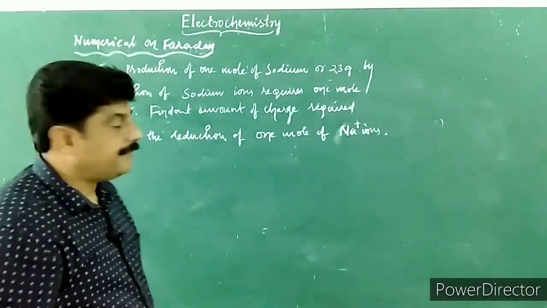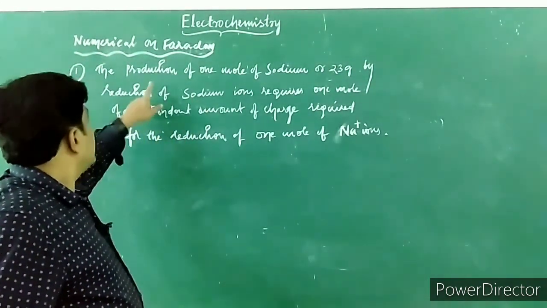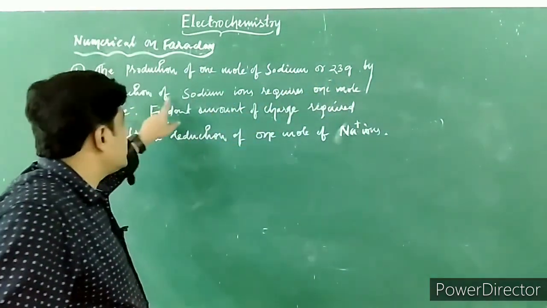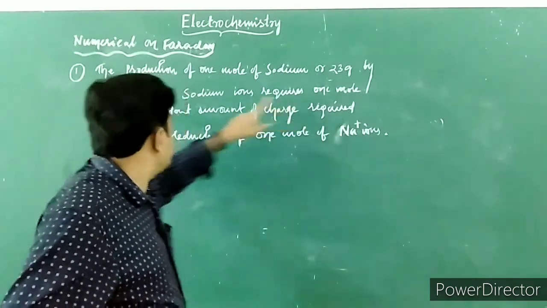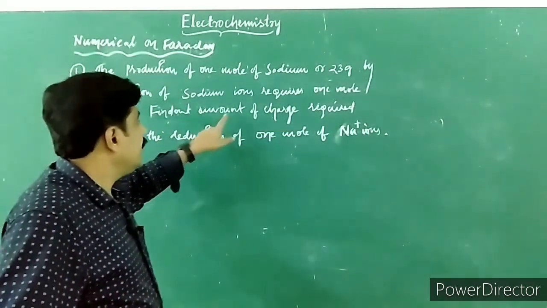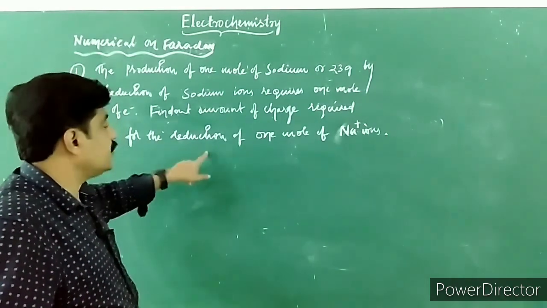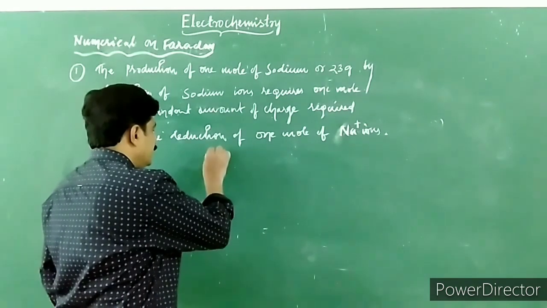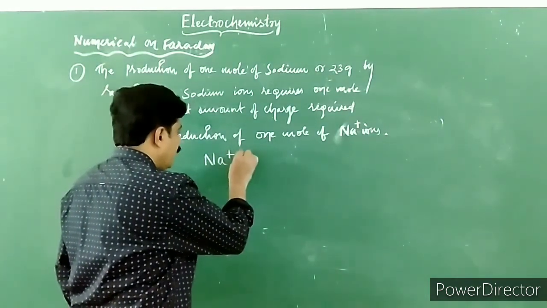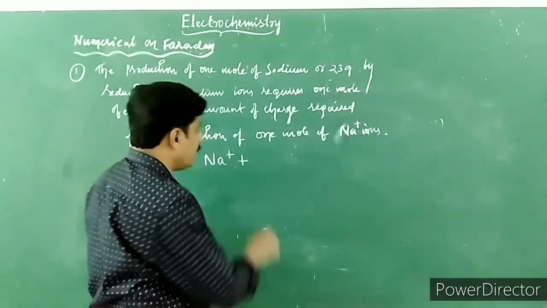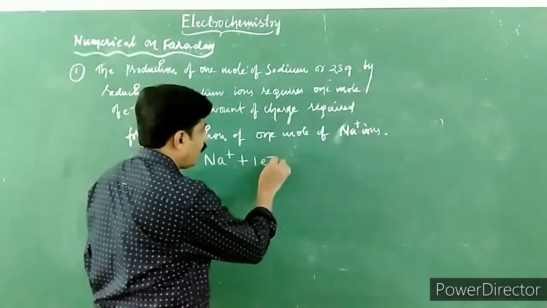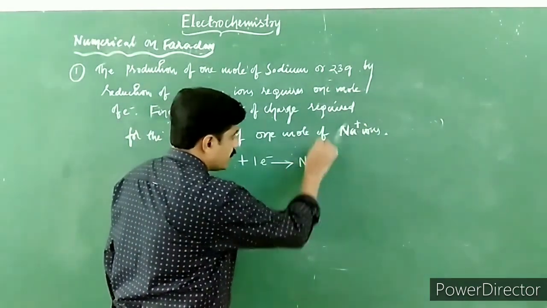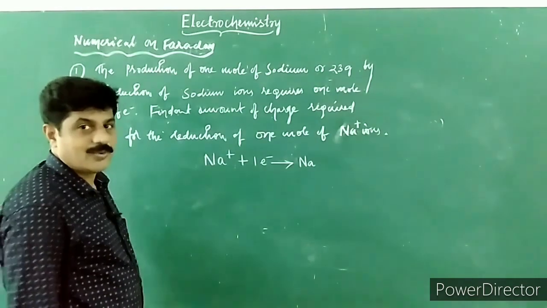Children, let me take up the first numerical on Faraday. The production of 1 mole of sodium or 23 grams of sodium by the reduction of sodium ions requires 1 mole of electrons. Find out the amount of charge required for the reduction of 1 mole of sodium ions. Children, you know that 1 mole of sodium ions are reduced by 1 mole of electrons to form 1 mole of sodium or 23 grams of sodium.